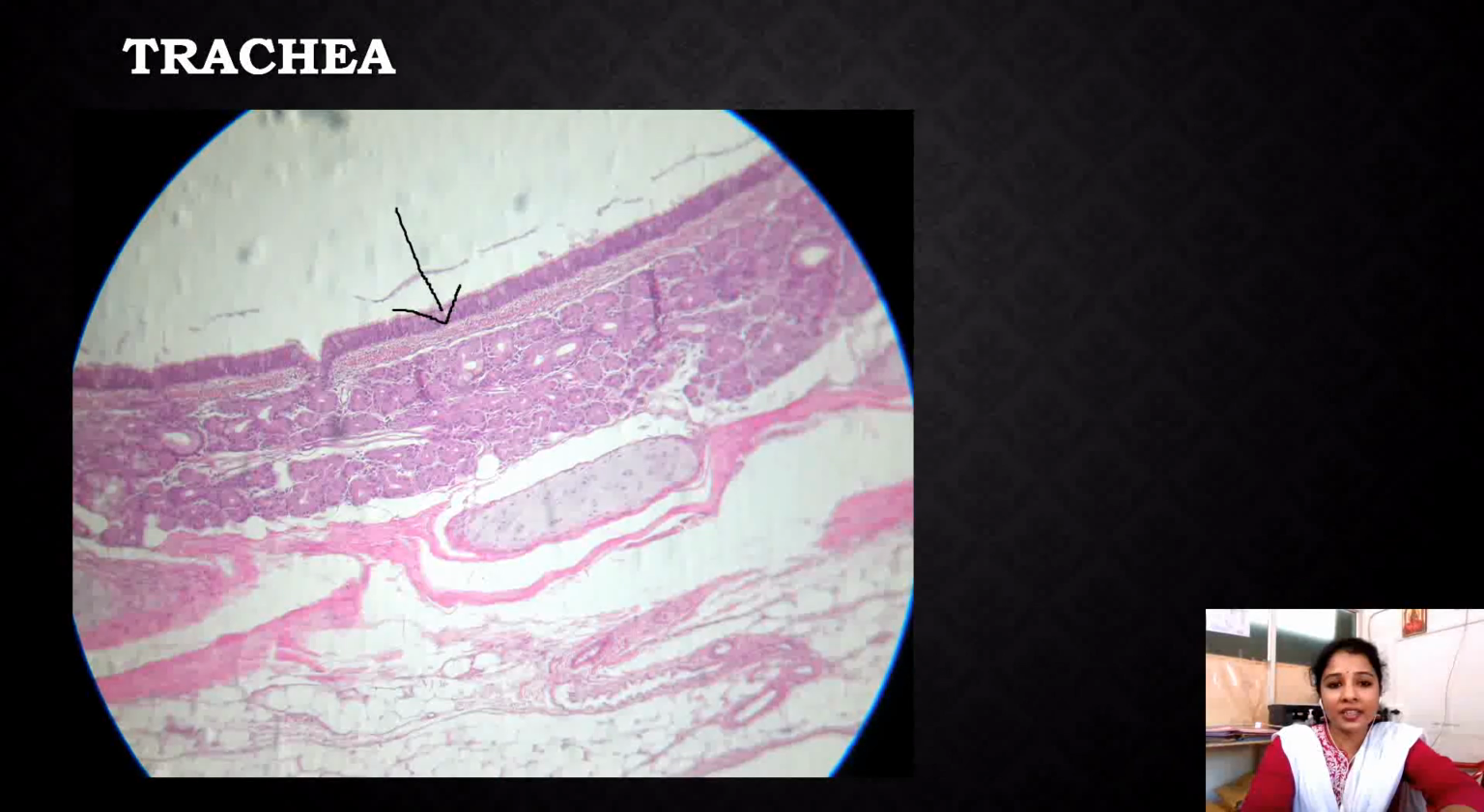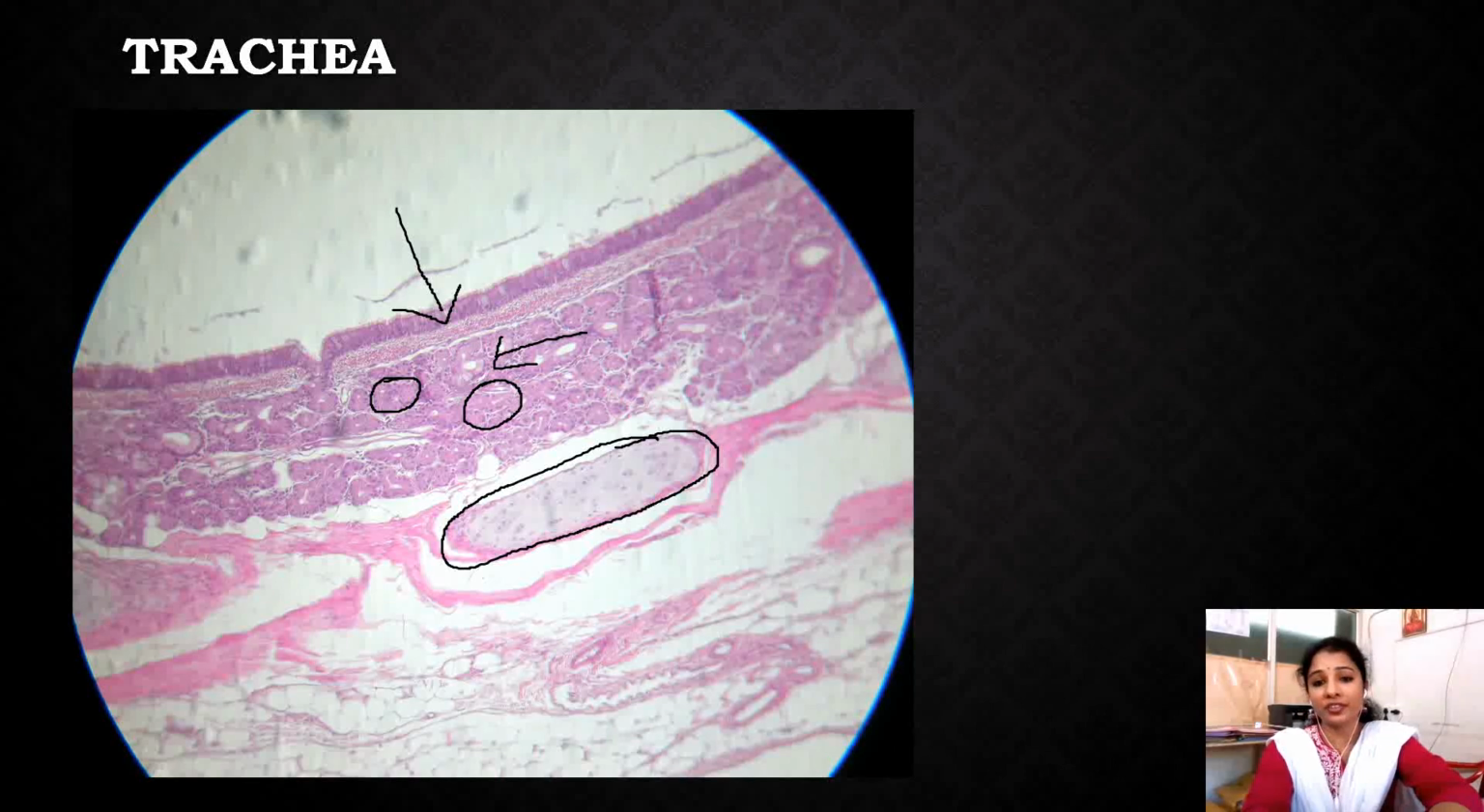Just below the epithelium we can see connective tissue which is called lamina propria and muscularis mucosa, and below that we can see the submucosa. The submucosa is rich in serous glands and mucous glands. We can see many serous glands and mucous glands in the submucosa. And within the submucosa, we can see the plates of hyaline cartilage. Hyaline cartilage is the main identification feature for trachea.